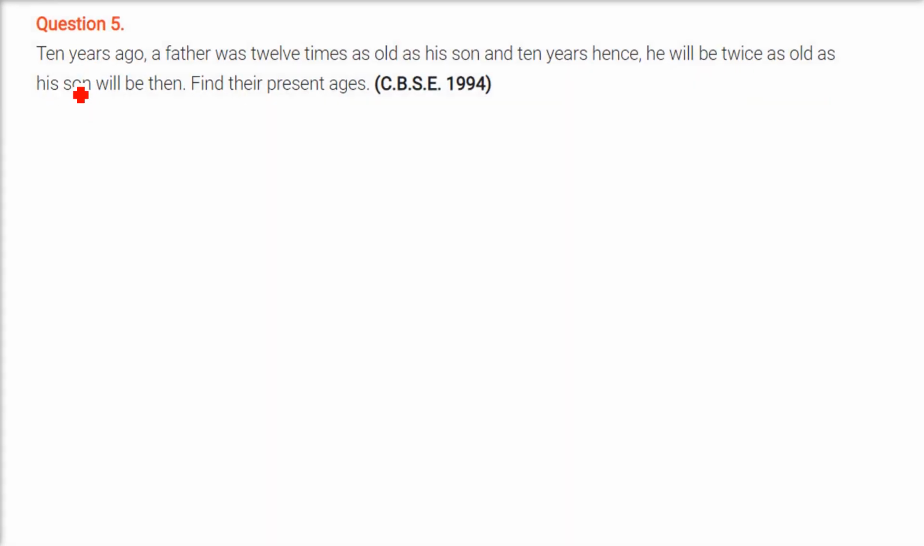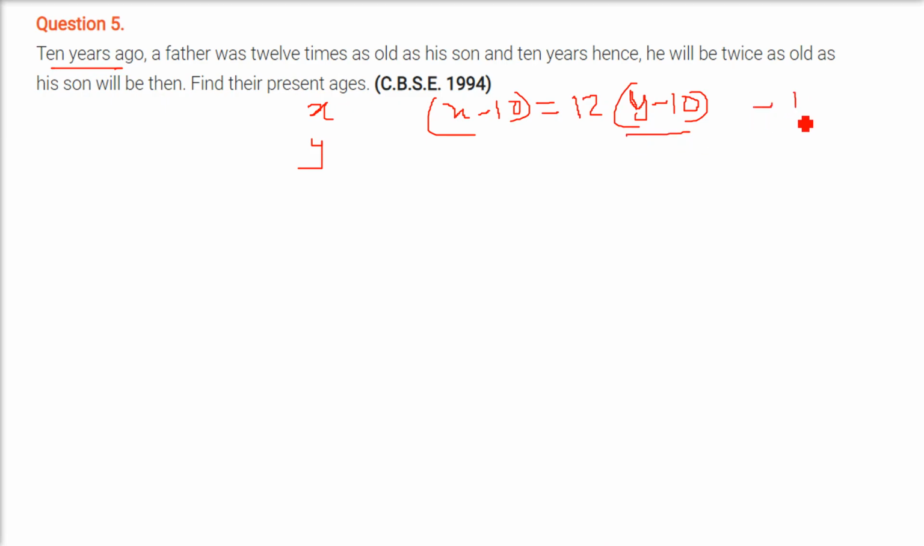10 years ago, father was 12 times as old as his son. So now x is the age of father, y is the age of son. 10 years ago, that means we have to subtract 10 from father's age and 10 from son's age. So what is the situation? 10 years ago, father was 12 times as old as his son. This is our first equation.